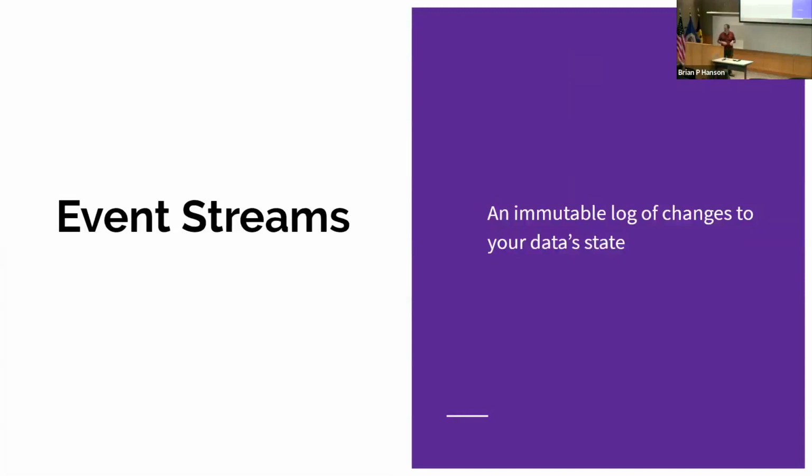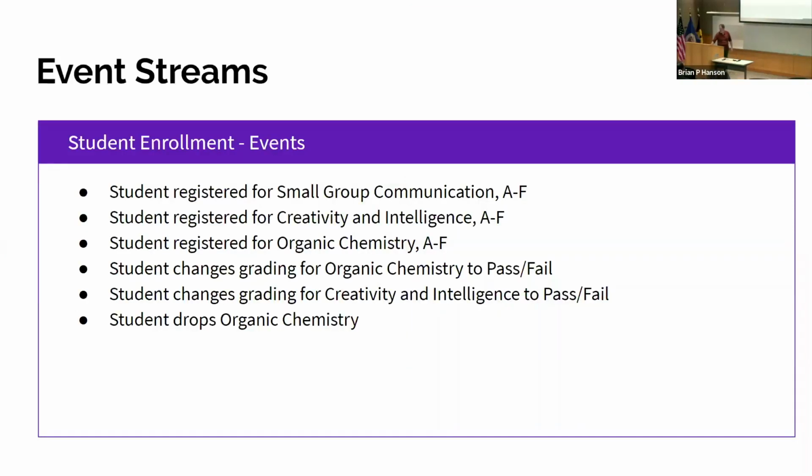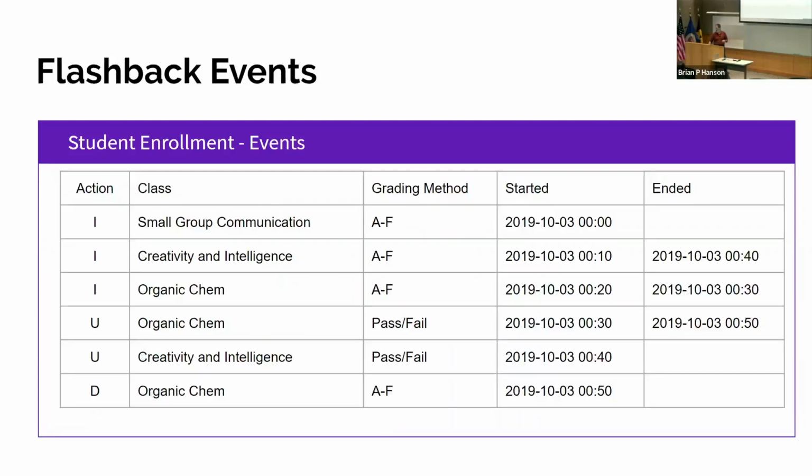If you think of an event stream, it is an immutable log of changes to your data state. It's all the events that have happened to your data. And we saw that with flashback, right? This is the student's version of their events, but when we run that flashback query and say, show me all the versions over time, that's the database's version of an event stream. But we know there's a problem with Oracle's event stream, which is that it's only there for 2 hours, right? So that's the flashback version of it.